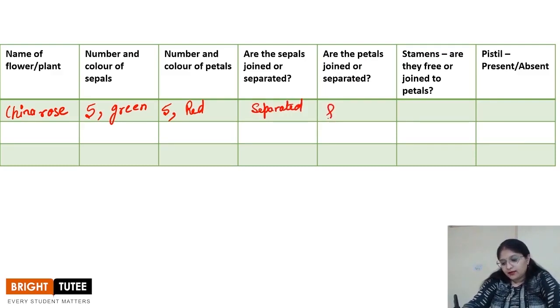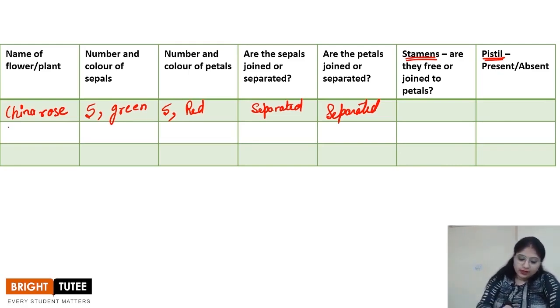And over here the petals are also separated. Now next you will find the column is talking about stamen and pistil. And you've seen, students, we have not talked about these two parts. So we are going to talk about these two parts later, and then you're going to come back to the table and fill it up.